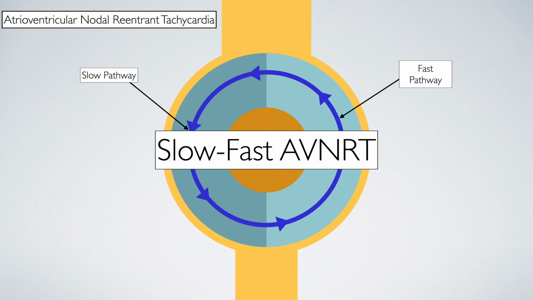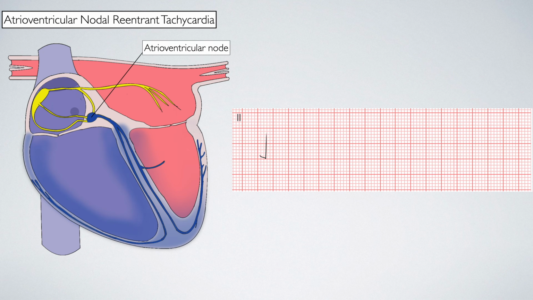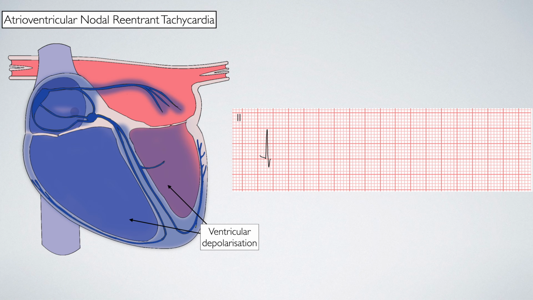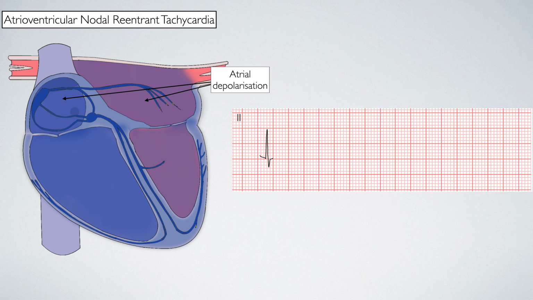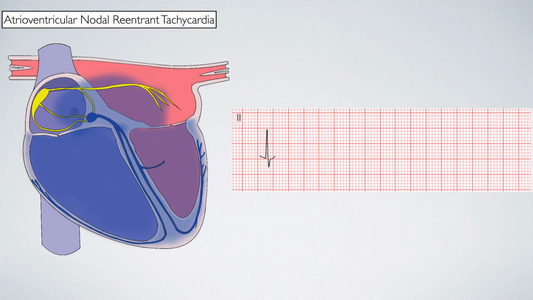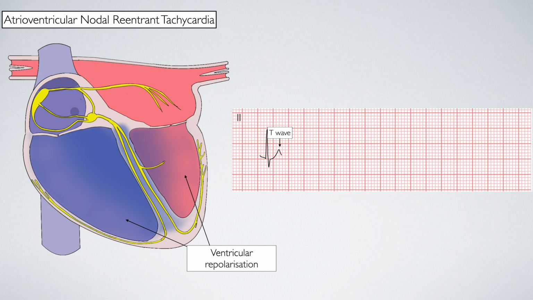Let's move back to our ECG trace. Impulses extend from the AV node into the lower chambers of the heart, depolarizing the ventricles and producing a QRS complex on the ECG trace. The impulses also extend into the atria, and atrial depolarization occurs simultaneously with ventricular depolarization. This results in the P waves being buried within the QRS complexes. T waves occur as the ventricles repolarize.